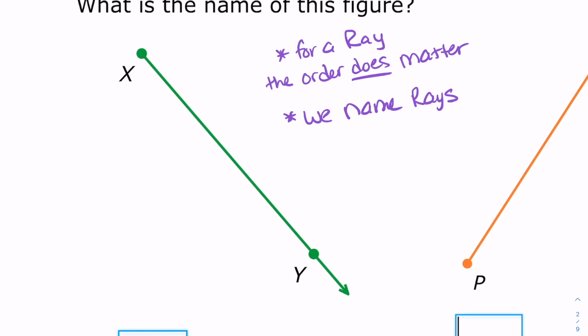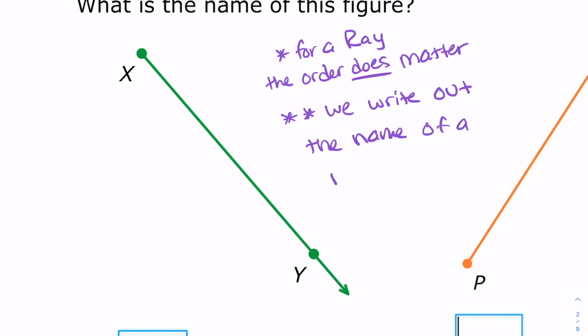We write, and let me rephrase that. We write the name. Oh, hold on. Sometimes the pen just disconnects. Okay. We write out the name of a ray from left to right.